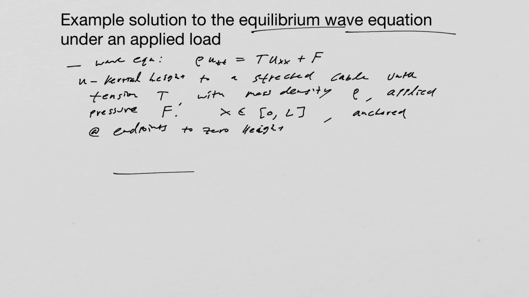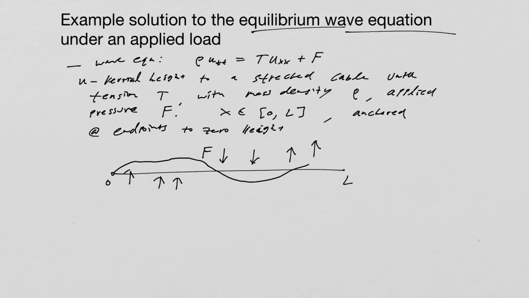So the picture we have here is there is 0 and there is L, and then we have some sort of pressure, and that could be down here, could be up here, and then your U of x will look something like this due to the pressure applied to it, right? So the question is, what does this string look like when you're given an applied pressure?